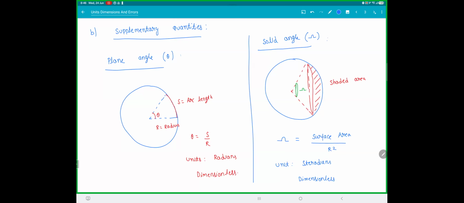So if they ask you what is force, force is mass and acceleration. What is acceleration? Speed by time. What is speed? Length by second. So you can divide everything into the basic parts. You can break it down and bring everything to the 7 fundamental quantities and the 2 supplementary quantities.